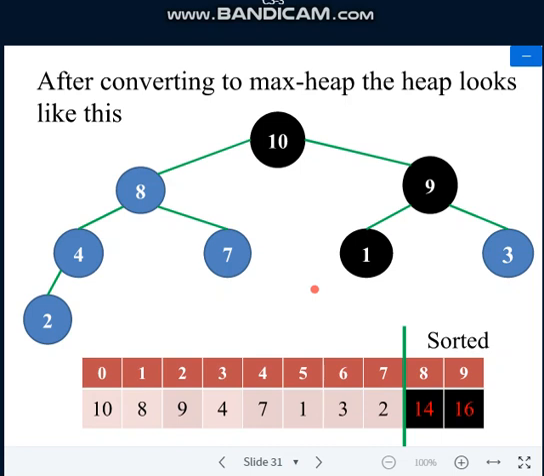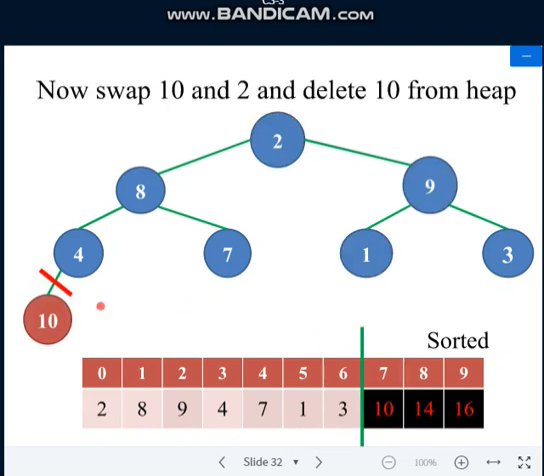The maximum element is the root node. So we always delete the value there. Okay. So root node will have the highest value. You cannot directly delete the root node. You can always delete the leaf node. Since it is a complete binary tree, the last node will be the leaf node. So that is the reason we are swapping it with the leaf node. So 10 and 2 we have swapped. After swapping, we are deleting this node from the tree. That means 10, 14 and 16 have already got its position. Now we have to try to sort with the remaining elements.